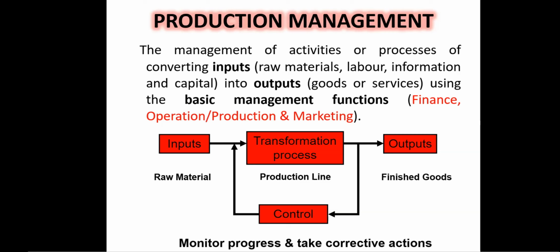They use these 3 basic functions that you will always come across: finance, operation or production, and also marketing. The words production and operation are the same in this context, so they will be used interchangeably throughout the course. The control is very important, as we can see here. We need to monitor the progress and also take corrective action. It's not a one-way process. If there is an issue with the quality, or maybe an issue in the design, they must have feedback and they must make a correction.